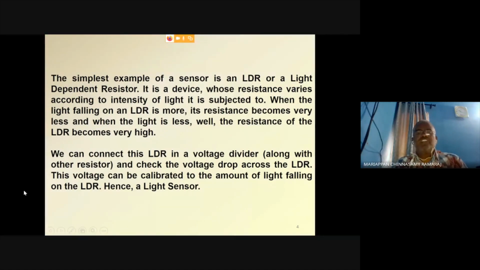The output of the changing resistance is driven into a voltage divider, and then we can take it as the output signal. This is one way, the simple light sensor. This is the way it operates, the way the sensor materials work behind the sensor.